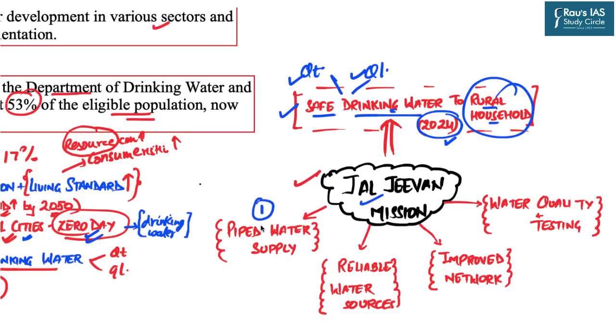First, it is focusing on piped water supply. That means that the water supply to the rural households will be taking place through the piped water.